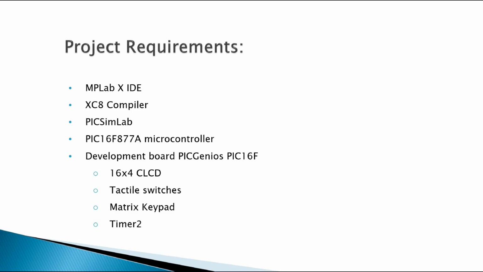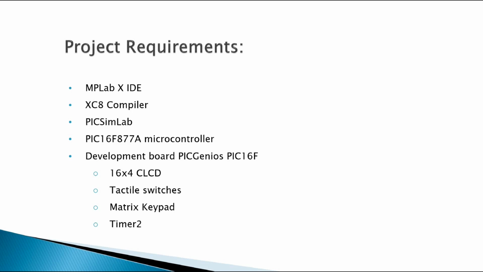Matrix keypad. A matrix keypad is an array of buttons arranged in rows or columns. It's used for user input, and the button presses are detected by scanning the rows and columns to determine which button was pressed. Timer 2.